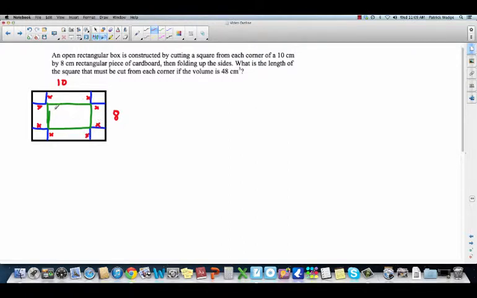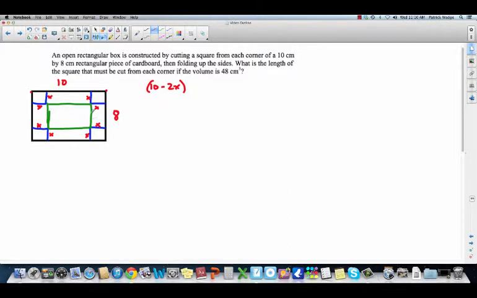Now, when we fold up the box, the base of the box will be this green rectangle here. How big is that side of the green rectangle? It's not 10. 10 was the whole way from here to here. So what have we taken away from the 10 to get this green one? We've taken away an x here and an x there. In other words, we have 10 take away 2x.